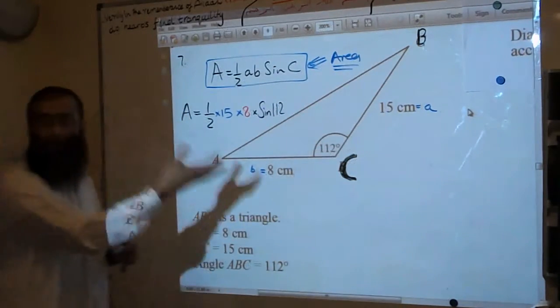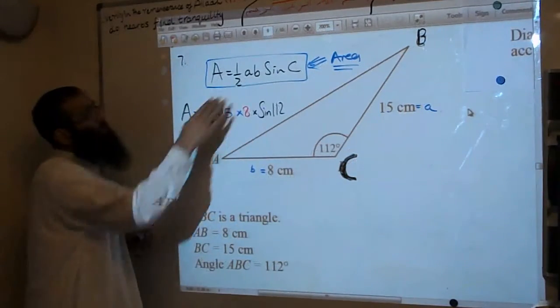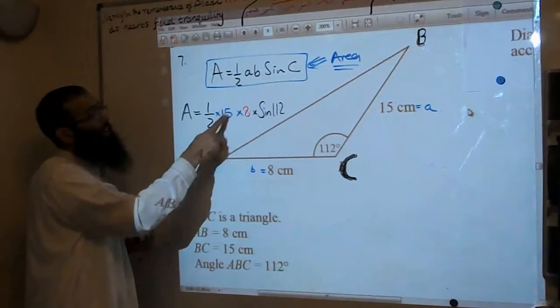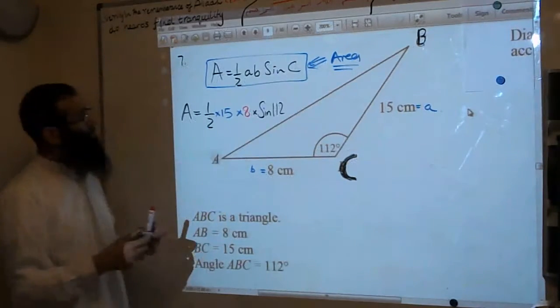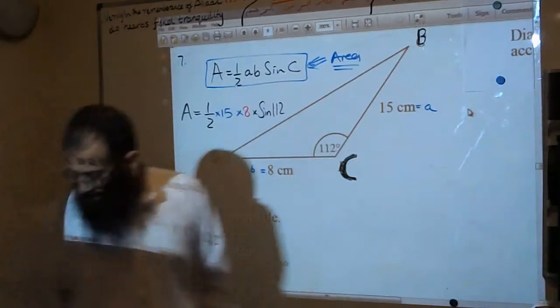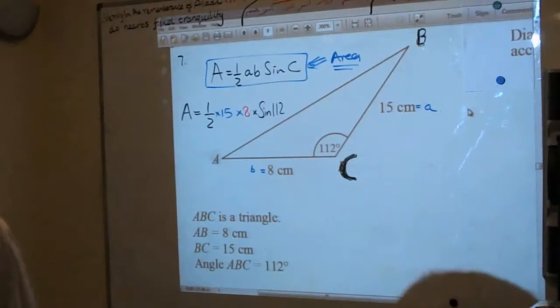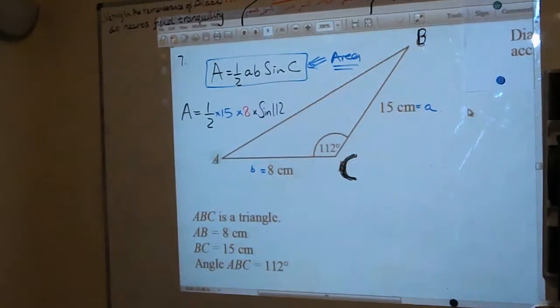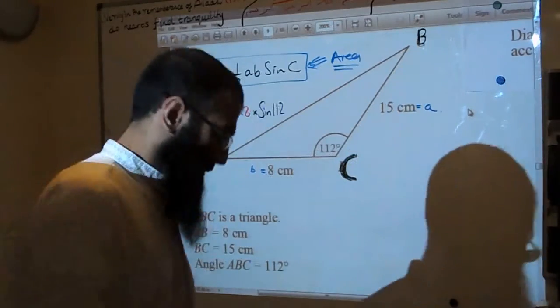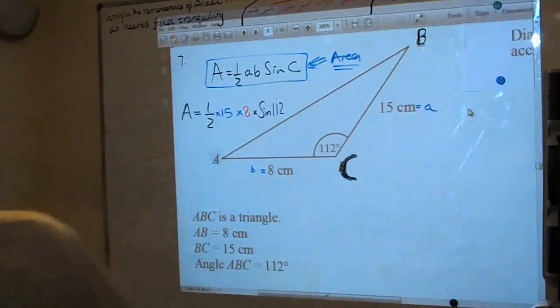Okay, once we relabel the diagram so it matches our formula properly, then we start substituting the values in: the A value, B value and the big C value. Once we put those values in, we now put that into the calculator.